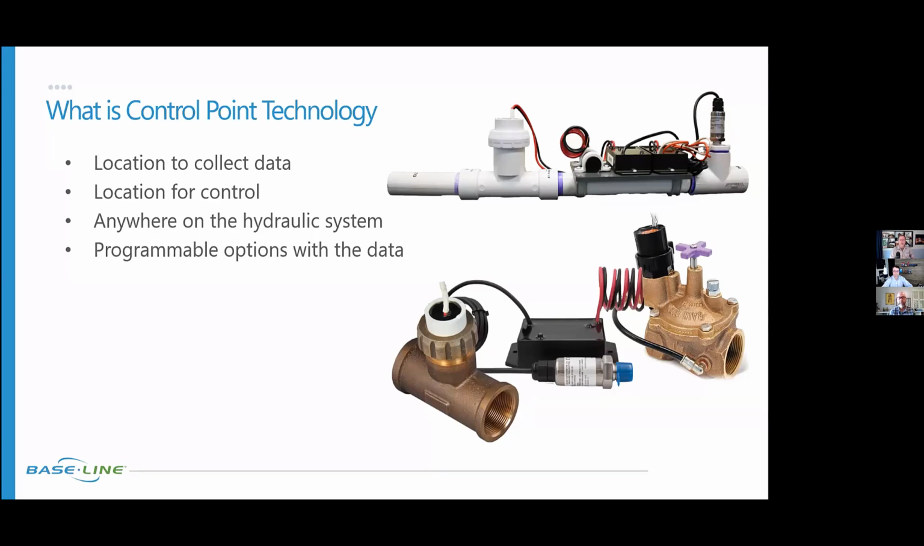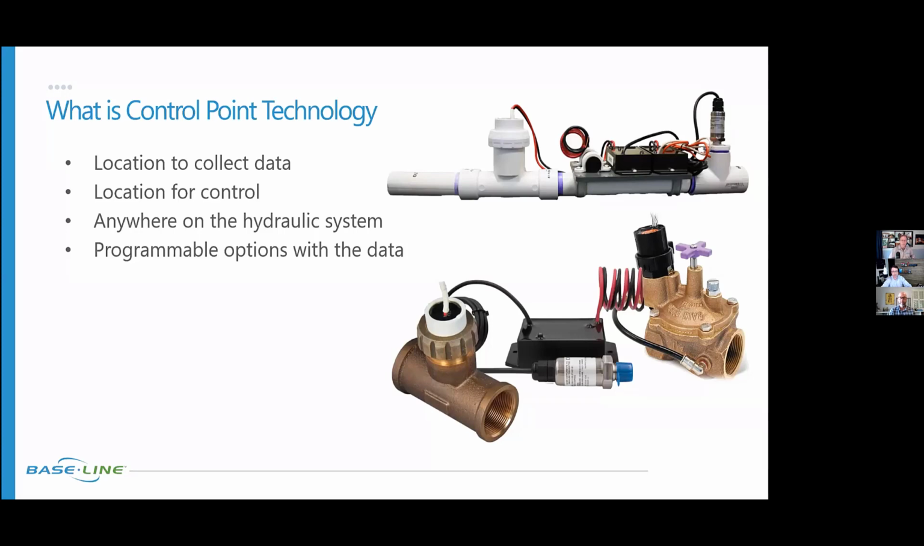It goes anywhere on the hydraulic system. And then we've got lots of programmable options with that data. Because we have a high flow level doesn't necessarily mean that something's going to happen, but we can decide what's going to happen. Do we want to get an alert? Do we want to cause a chain reaction? Do we want to open a different valve? Those are different things we can do with the control point. So that's just kind of at the highest level what a control point can do.